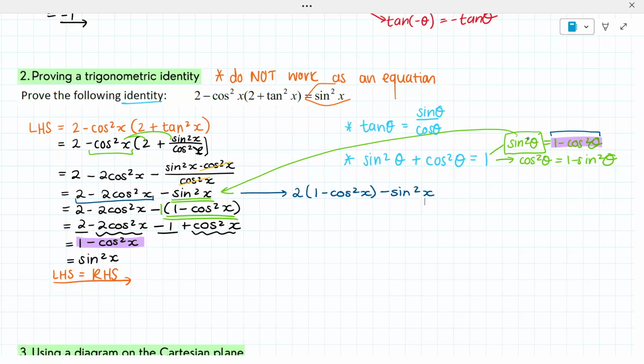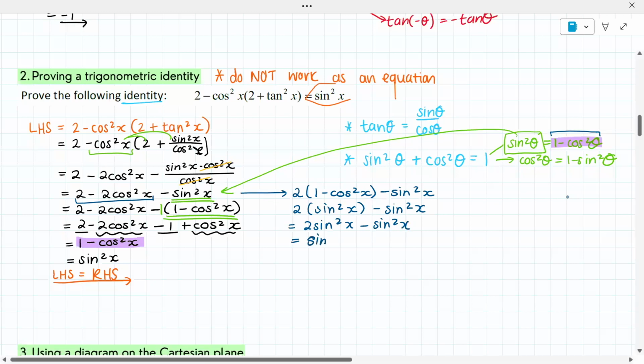So we can now take that identity and deal with it. That would mean that we would have 2. Now remember, what's going to happen is that 1 minus cos squared x becomes sine squared x, minus sine squared x. Obviously distribute, you've got 2 sine squared x minus sine squared x. And so you get sine squared x. You end up with exactly the same thing.